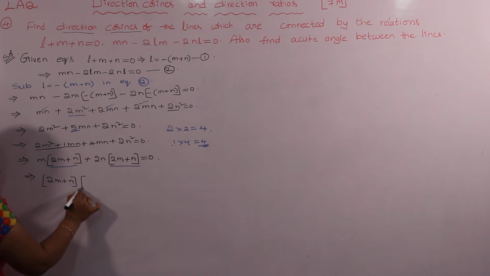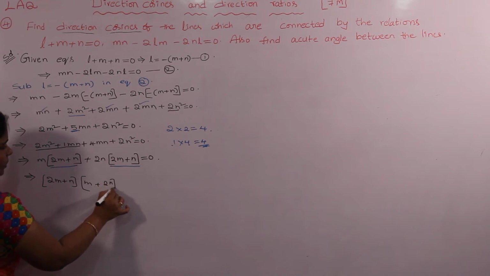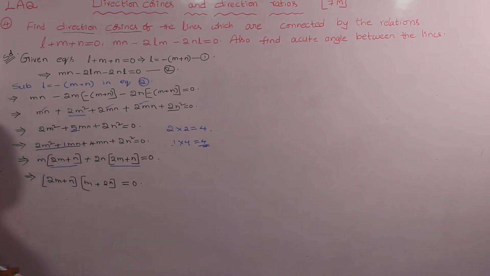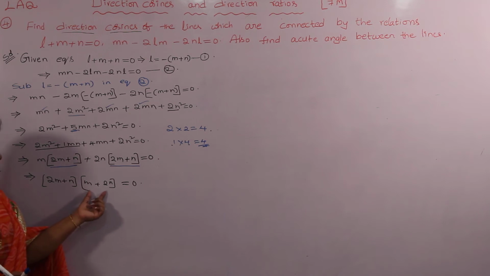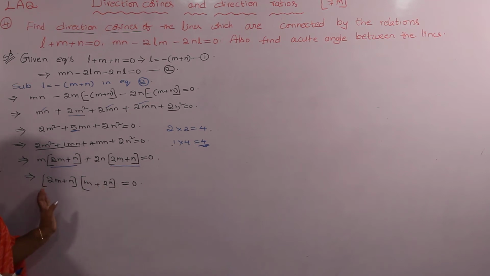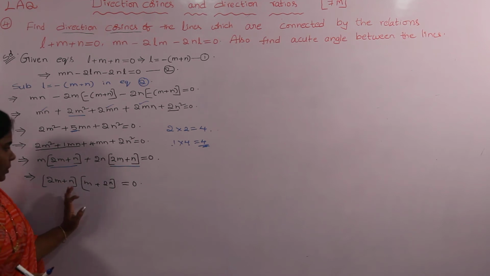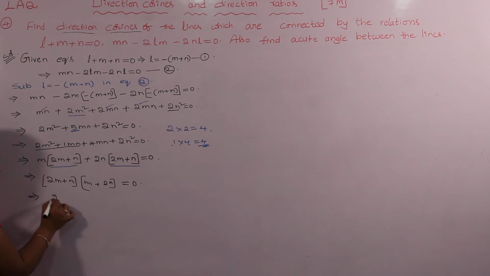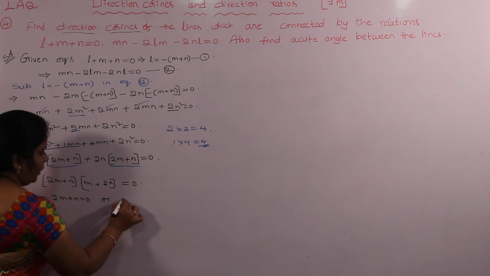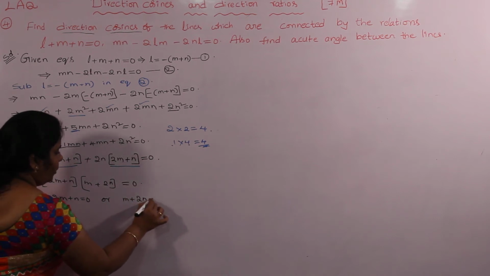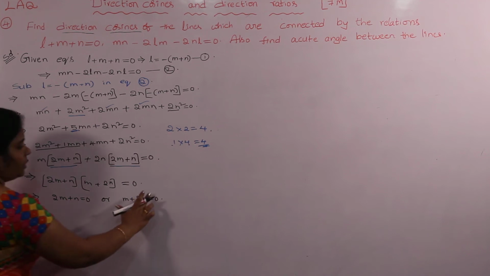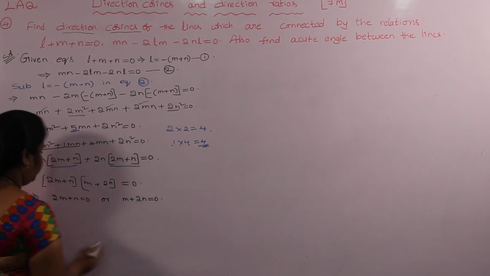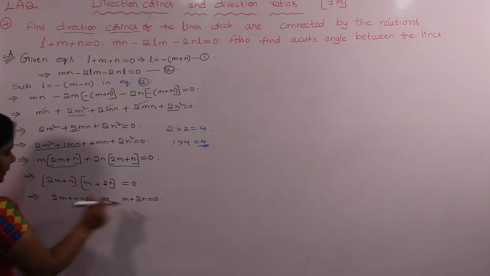2m plus n common, m plus 2n equal to 0. That implies two functions: one is 2m plus n and another one is m plus 2n equal to 0. a b equal to 0 means either a equal to 0 or b equal to 0. So 2m plus n equal to 0 or m plus 2n equal to 0.